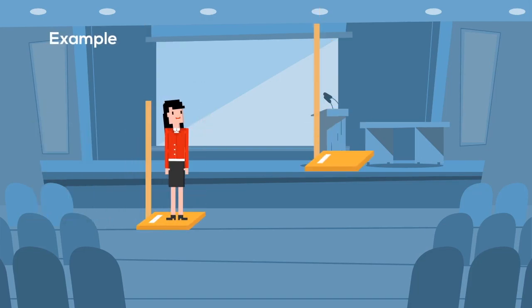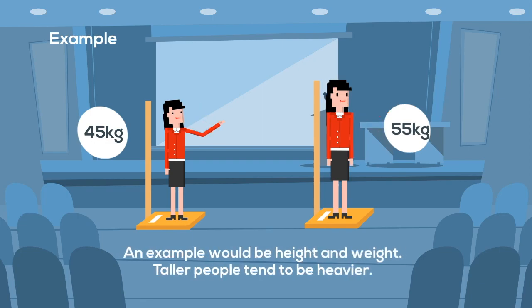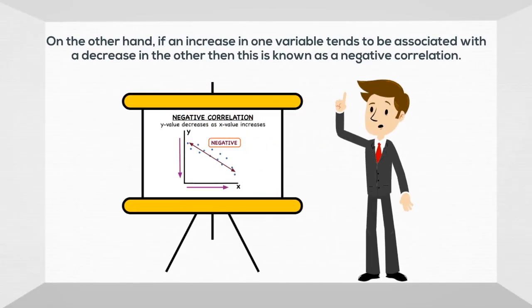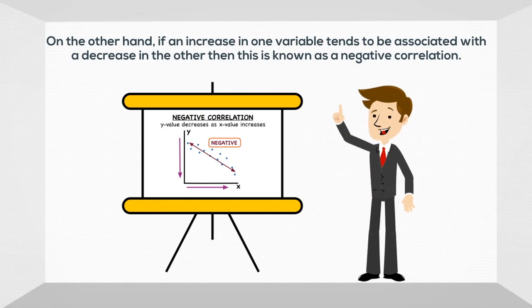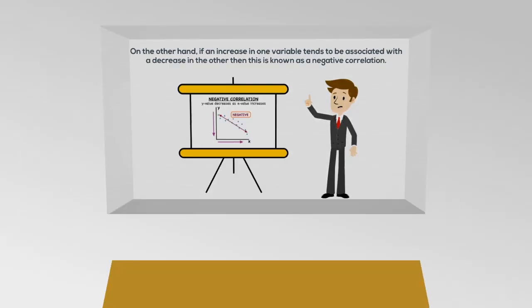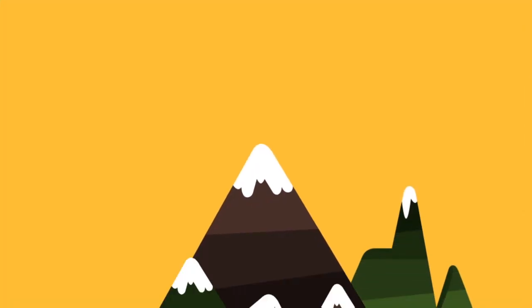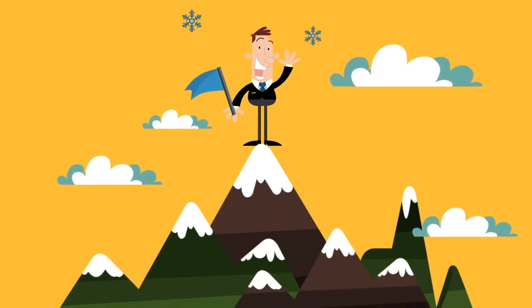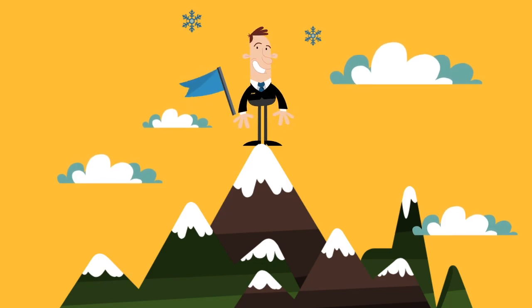Taller people tend to be heavier. On the other hand, if an increase in one variable tends to be associated with a decrease in the other, then this is known as a negative correlation. An example would be height above sea level and temperature. As you climb the mountain, there's an increase in height, and it gets colder, there is a decrease in temperature.